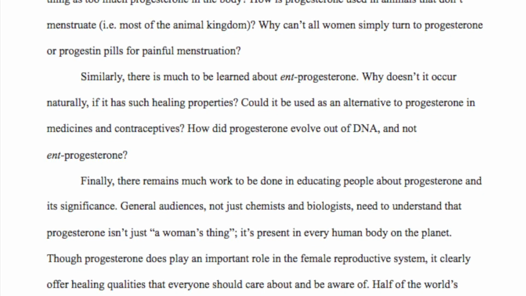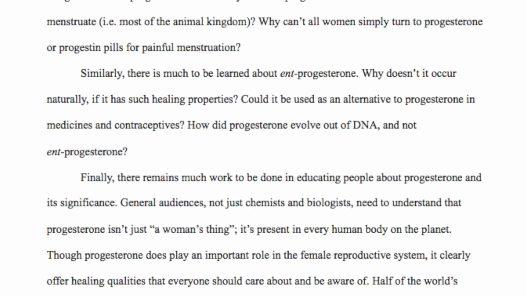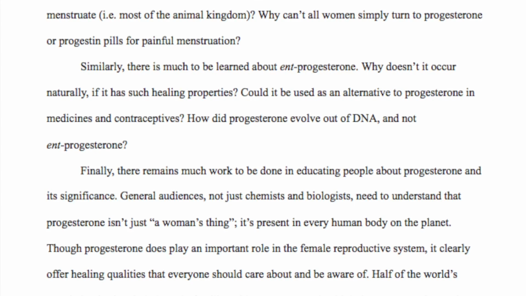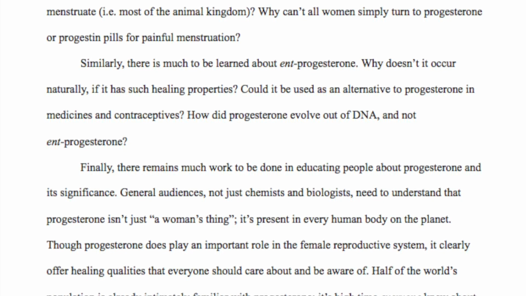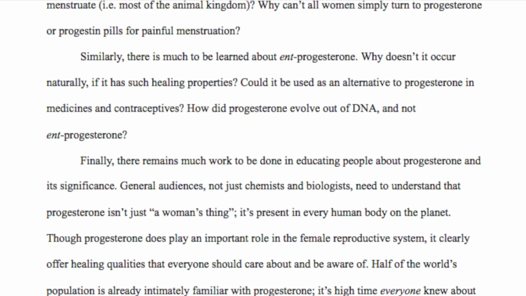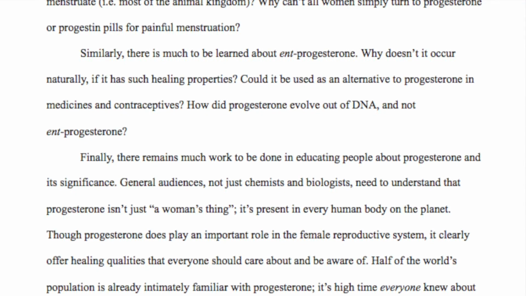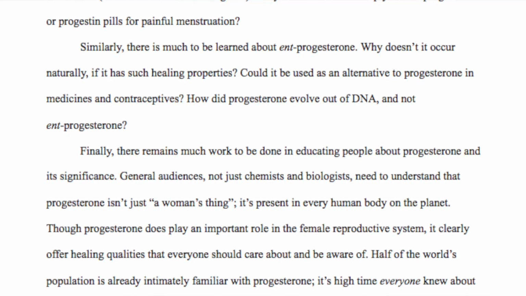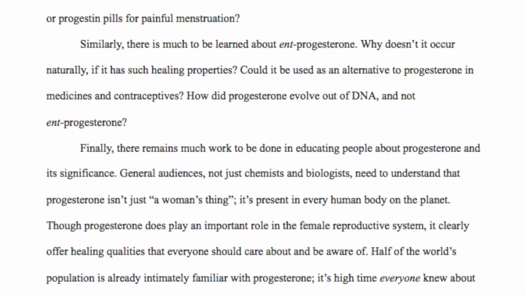Finally, there remains much work to be done in educating people about progesterone and its significance. Finally, I'm talking sense. Oh gosh. General audiences, not just chemists and biologists, need to understand that progesterone isn't just a woman's thing. So true. It's present in every human body on the planet.